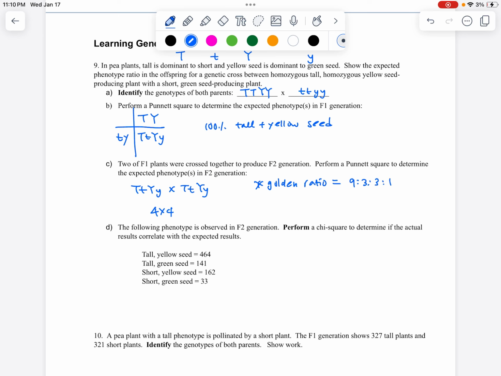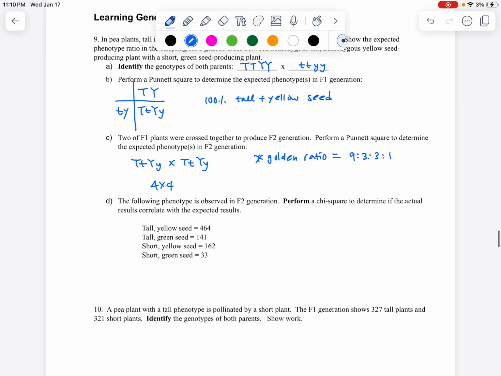Which means 9 out of 16 offspring will have dominant traits for both. 3 out of 16 will have 1 dominant, 1 recessive trait. Another 3 out of 16 will have 1 recessive, 1 dominant trait. And finally, only 1 out of 16 will have 2 recessive traits. So that's what we expect, even without doing the whole Punnett square.